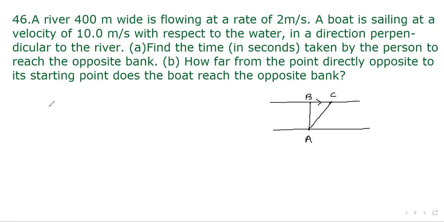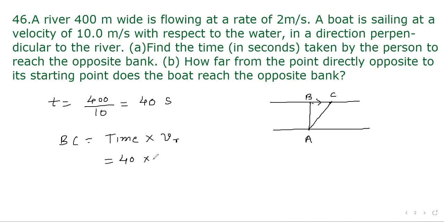The time taken can be directly found. T will be the width of the river, 400 meters, divided by the speed of the boat, 10 meters per second. So this will give 40 seconds. Now BC will be time into speed of river, V river. So time is 40, speed of river is 2 meters per second. So this will be 80 meters.